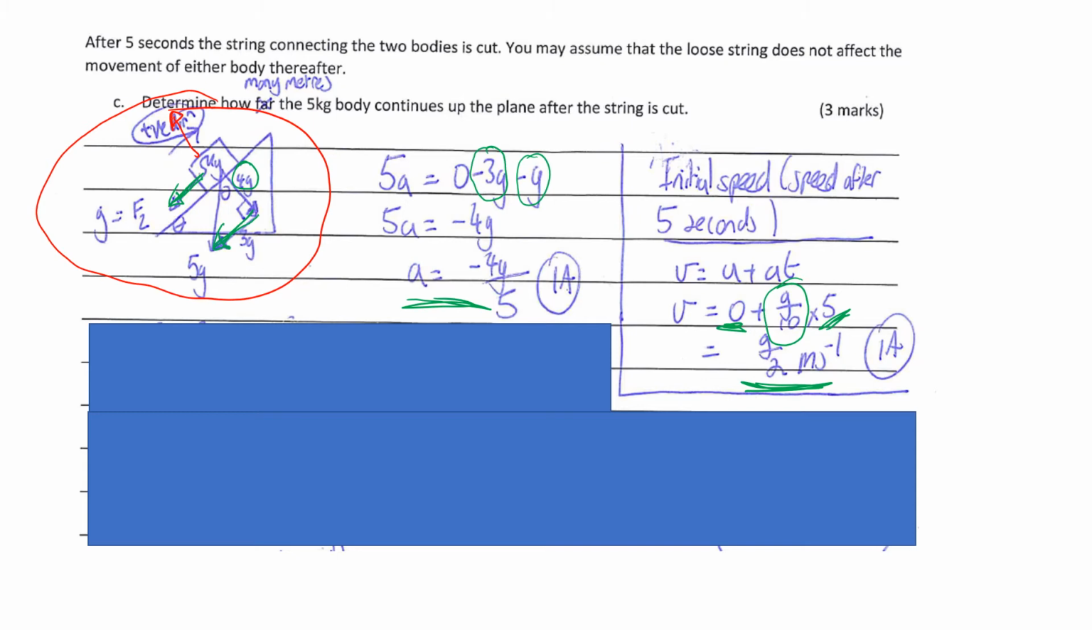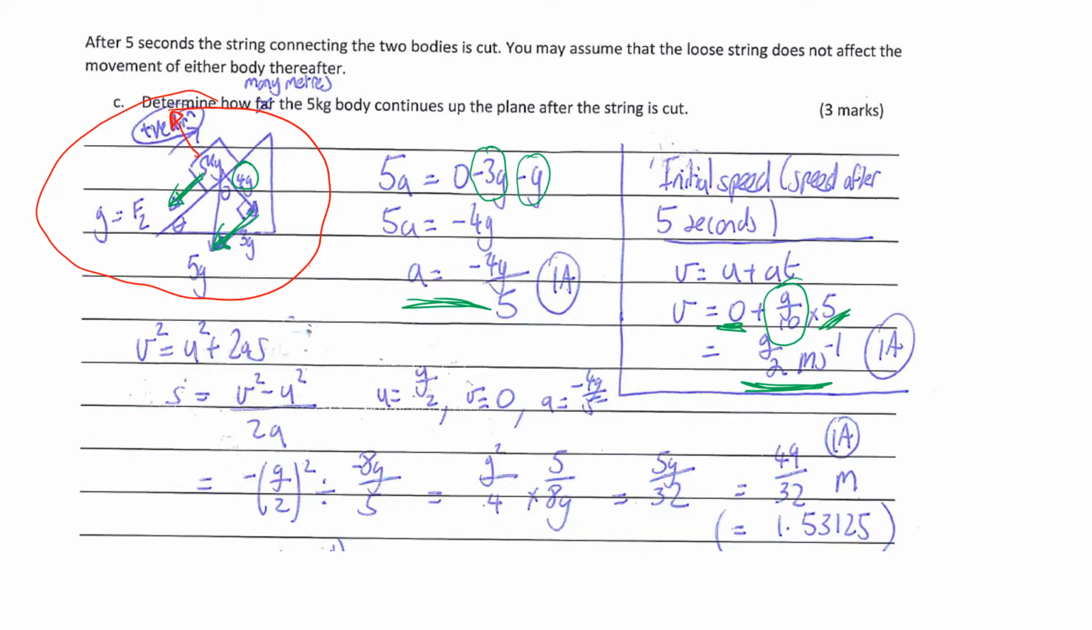All right, so I know the deceleration value, I know the initial speed value. I should be able to work out distance traveled, so which of our constant acceleration formulas? Of course, it is a situational constant acceleration. I've got to appeal to v squared equals u squared plus 2as. Why? Because I know our final velocity is 0, our initial velocity is g on 2, and I know the acceleration is minus 4g on 5. I know 3 of the 4 variables, so I can work out s.